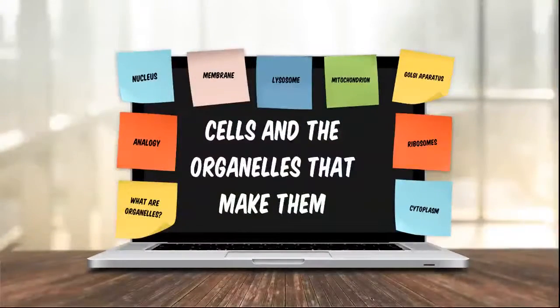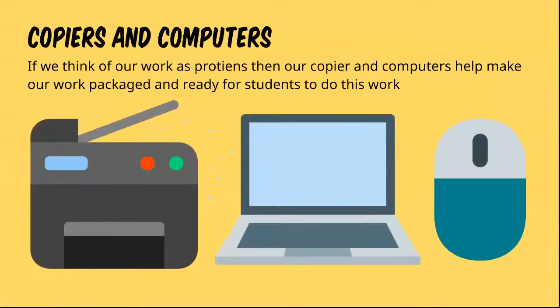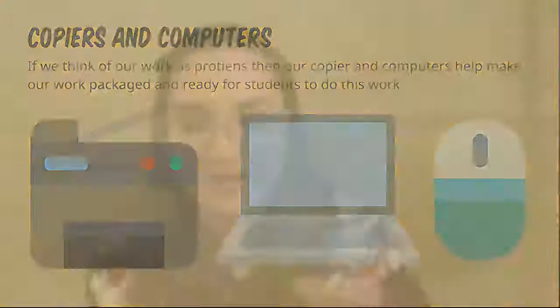Okay, next one we're going to talk about is the Golgi Apparatus. The Golgi Apparatus modifies proteins and packages them for export. So just think of it as the packager of the cell. And if we relate this to school, this is like the copiers and computers. If we think of our work as proteins, our computers and copiers help make our work packaged and ready for students to do this work, right?